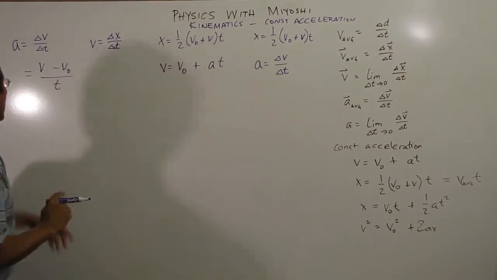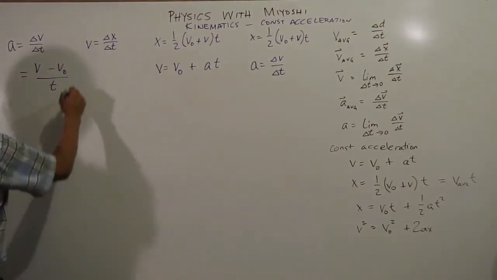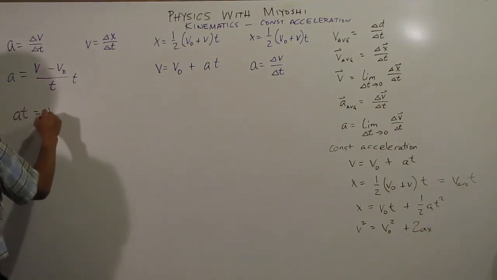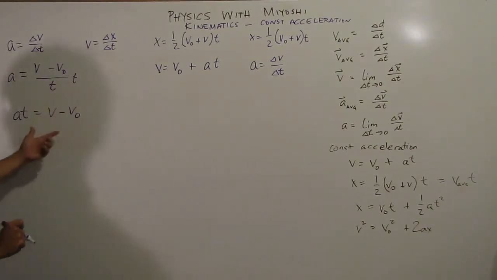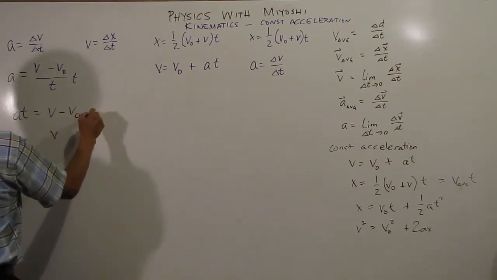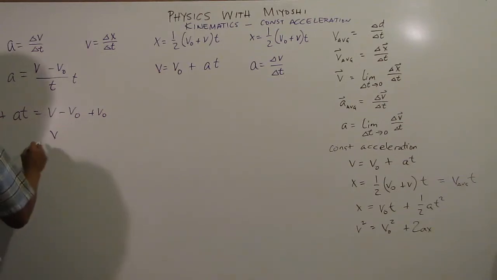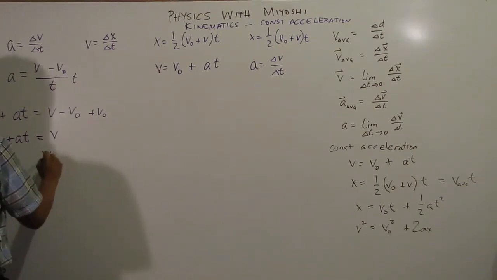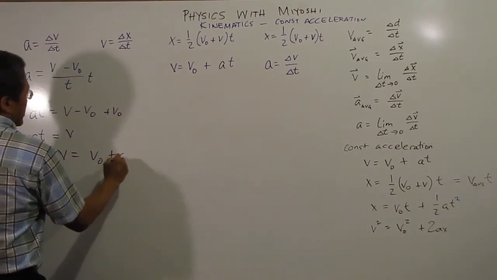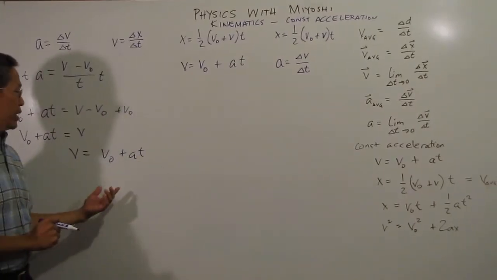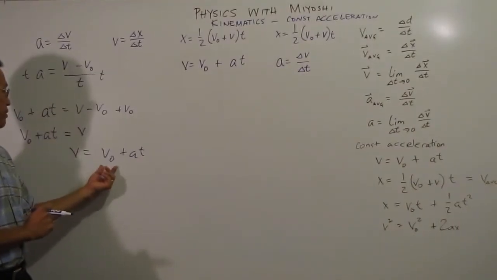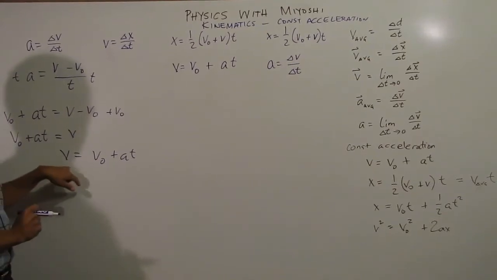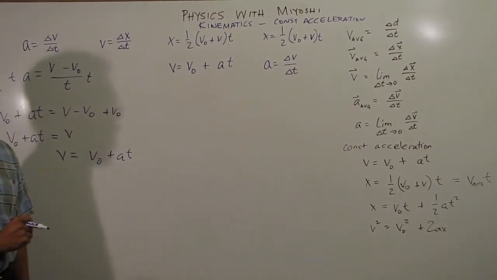So, if we rearrange this, multiply by t on both sides, then we end up with at is v minus v0. And then all we have to do is add the v0 to each side, and we get v is v0 plus at. I'll just swap that around: v is v0 plus a times t. Again, we can see that if I have an initial velocity, I multiply the time times the acceleration and add those together, and I'll get my final velocity.